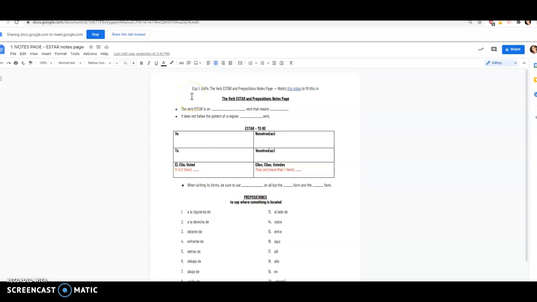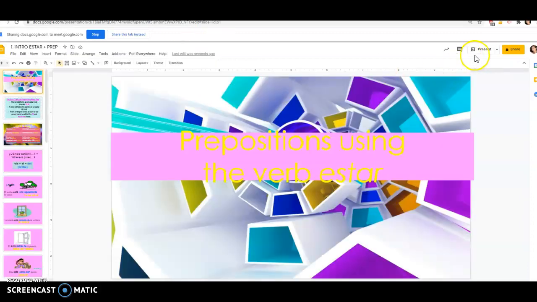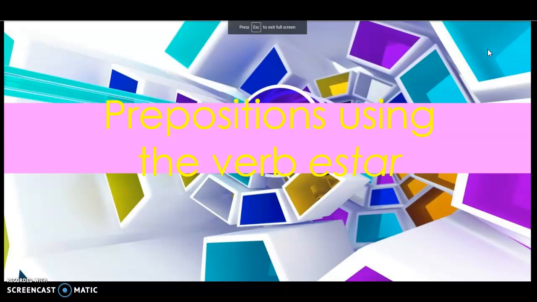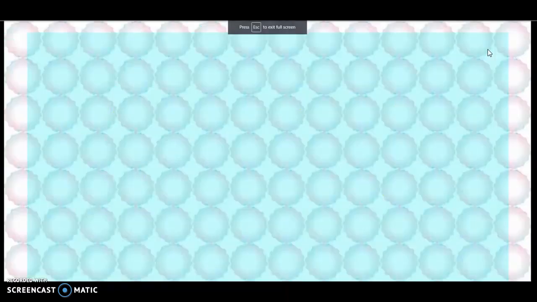Unit 4, Parte 4, the verb ESTAR and prepositions notes page. So this is your notes page that you're going to be filling in while we complete this. So prepositions using the verb estar.